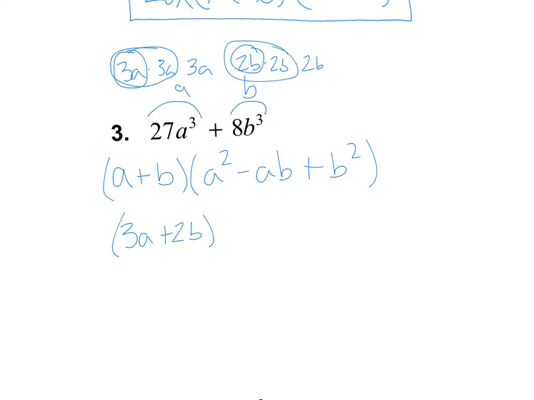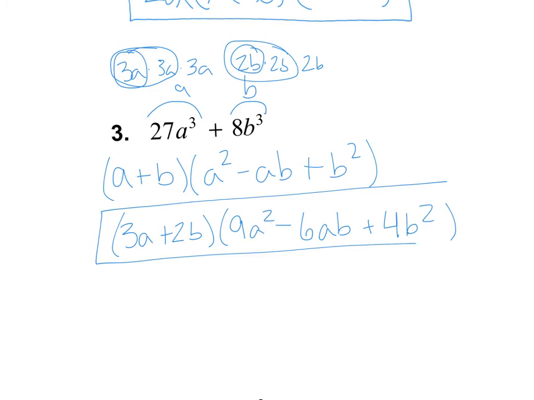Then I have this part. A squared means it wants 2 of the a's. So 2 of those, 3a times 3a, is 9a squared. Minus a times b. So I have one of the a's times one of the b's. So 3a times 2b is 6ab. And then finally, b squared is, I need 2 of the b's. So 2b times 2b is 4b squared. And that would be that factored.